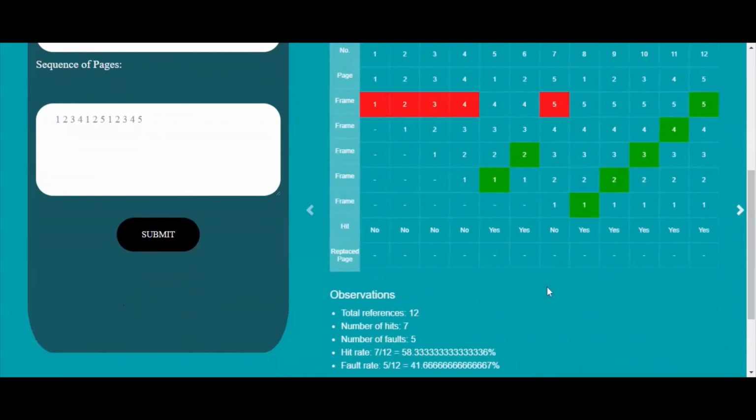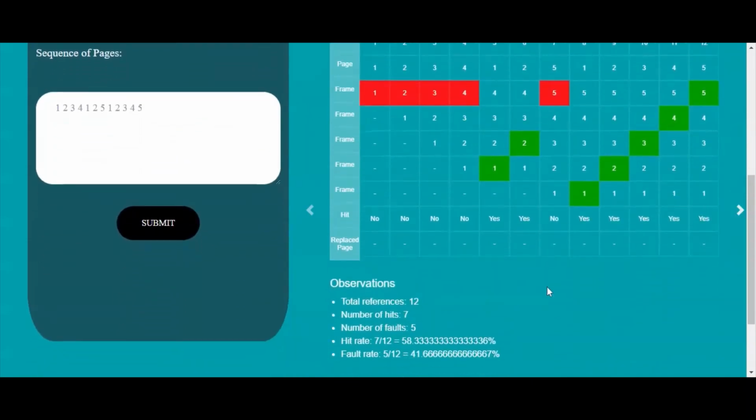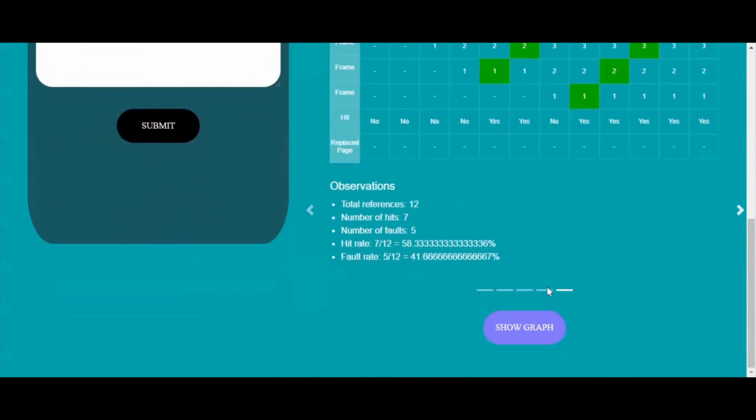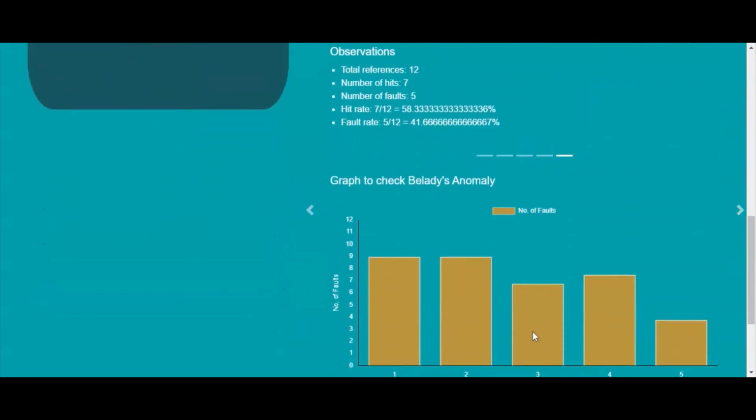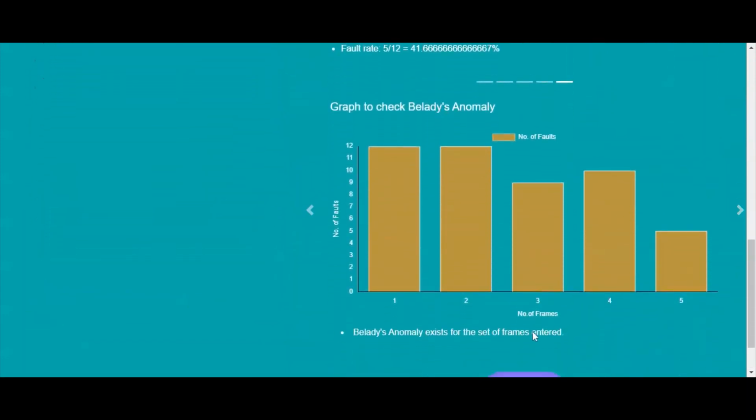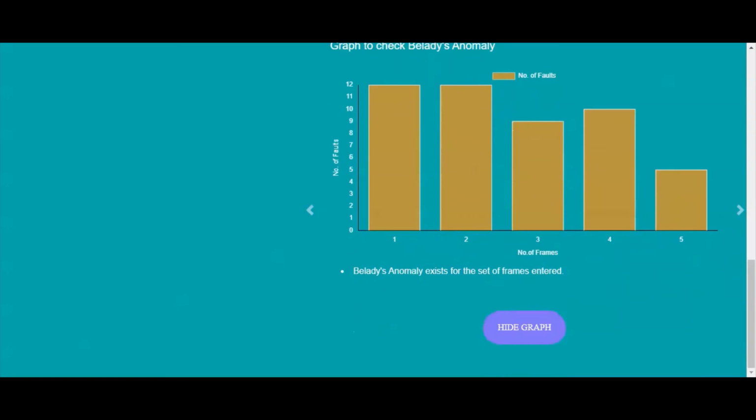You might find it difficult to realize it here. So we have this feature on our website where you can show the graph, and now you can easily visualize Belady's anomaly. That is, the number of faults is 12, then 12, then 9, and then it has increased to 10, and then again decreased to 5. So this is nothing but Belady's anomaly. So Belady's anomaly exists for the set of frames entered here. This is something special which you could see on the website.